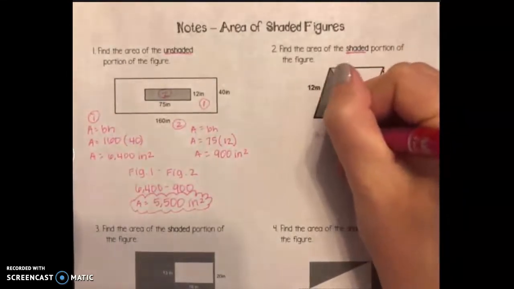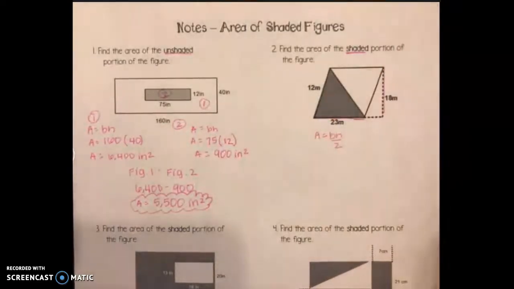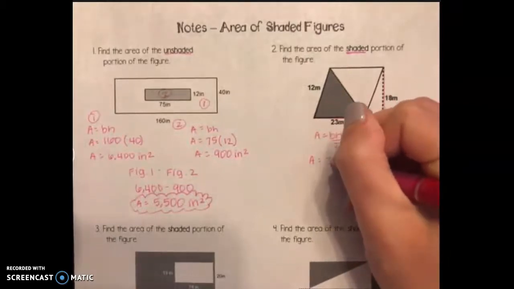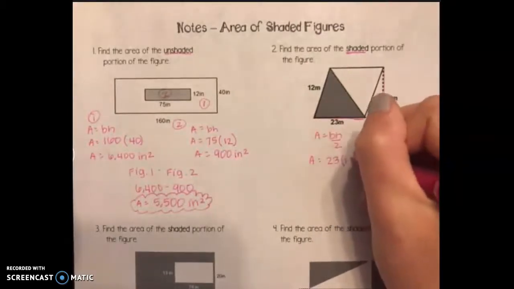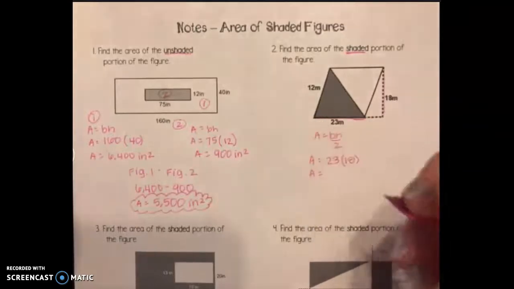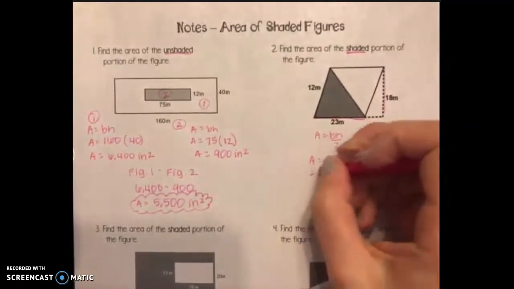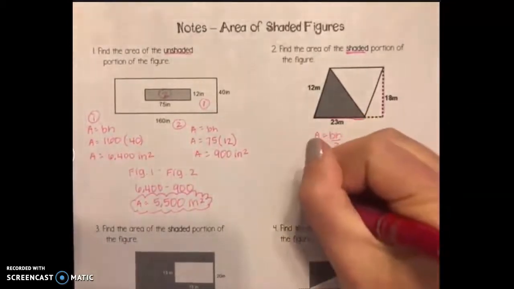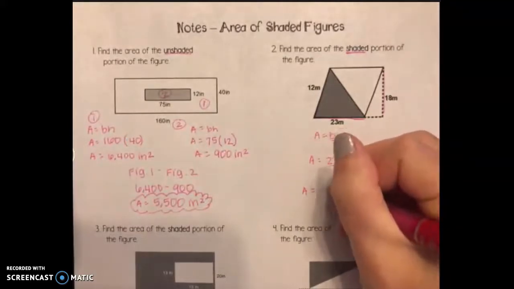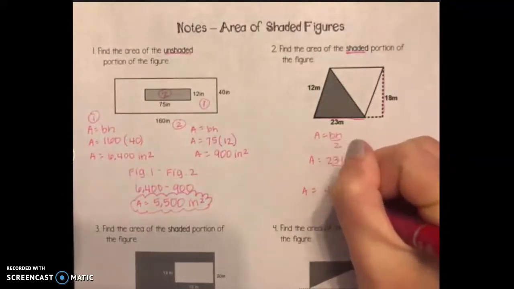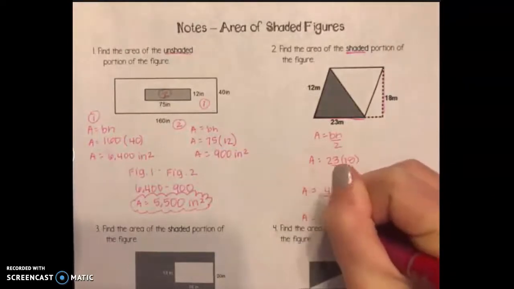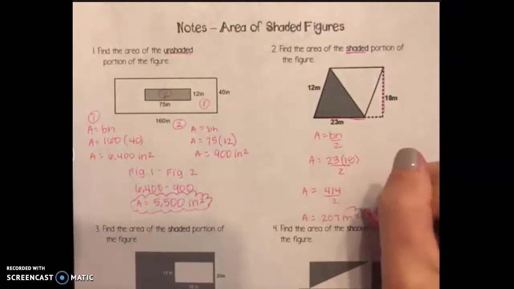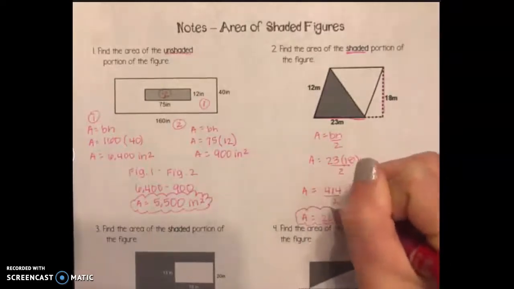So we would do area equals base times height. Work smarter, not harder. So base times height over 2. So area equals a base of 23 and a height of 18. So my area, and this is why we always write our equations over 2, equals 414 over 2. So my area would give me 207 meters squared. And that's just for the shaded part.